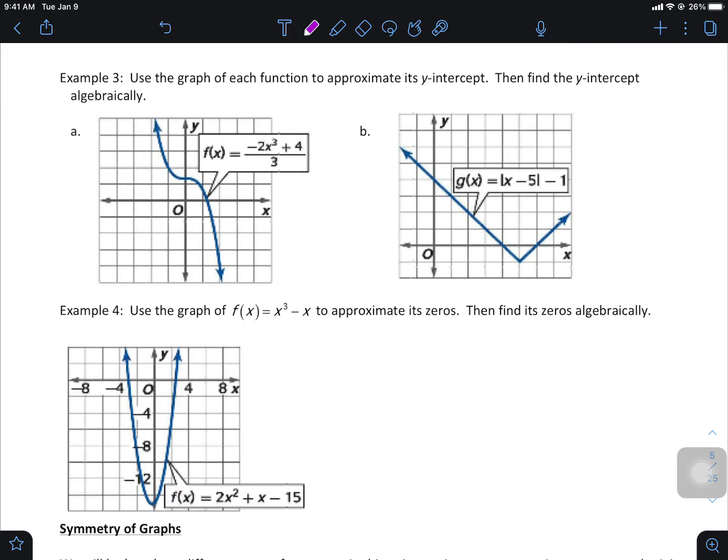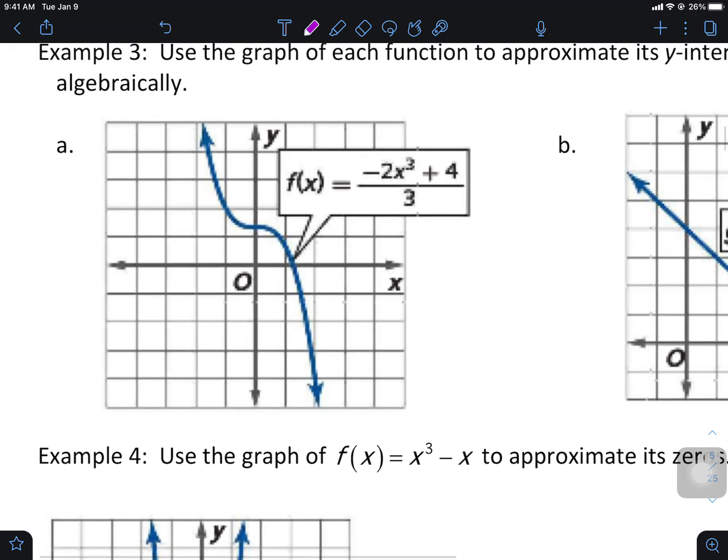Alright, in these examples, you're going to use the graph of the function to approximate the y-intercept, and then we'll find the y-intercept algebraically, just like we did on the very first problem. So looking here, it looks like our graph is happening at 0, comma, maybe 1.5, maybe 1.4, 1.3, something around there. So that's what I think it is. So algebraically, we're going to plug in 0 for x. Okay, so let's go ahead and try that. Negative 2, you got 0 cubed, and then plus 4, and then all over 3.